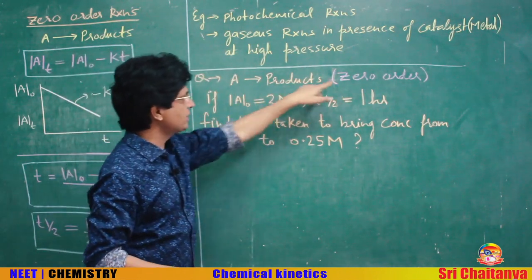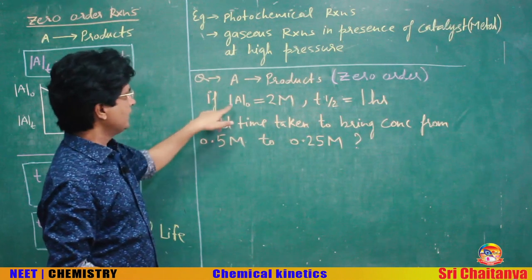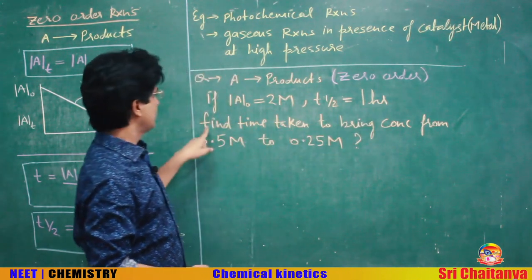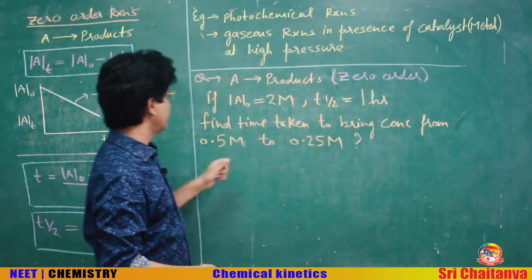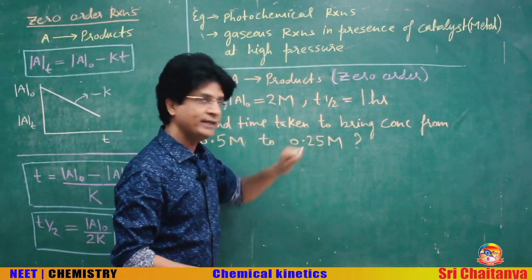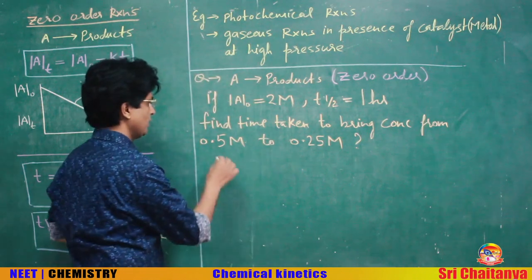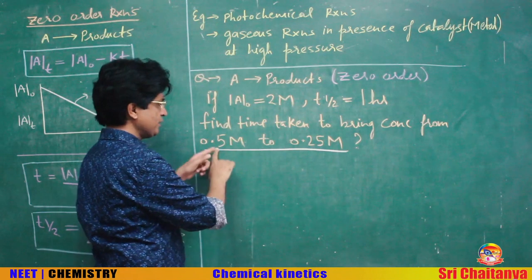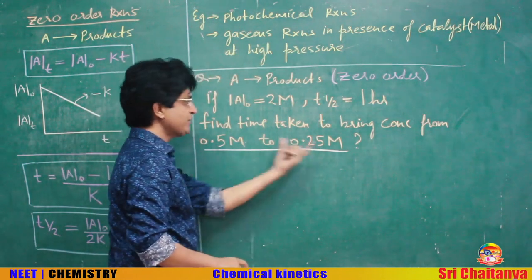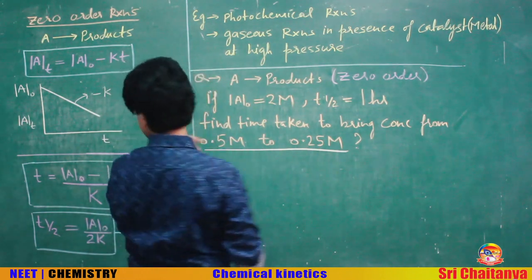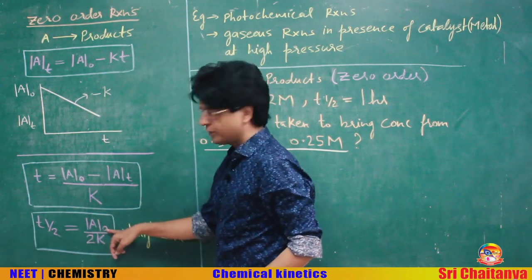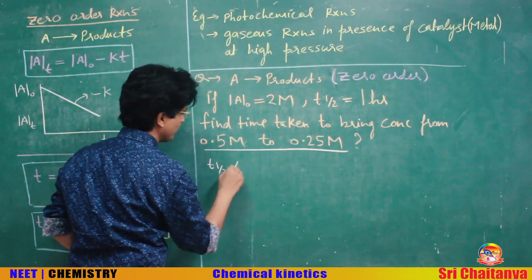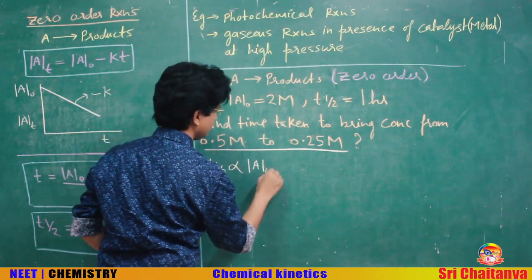A zero order reaction is given, and they have given A naught as 2 molar, half-life is 1 hour. They are saying find the time taken to bring concentration from 0.5 to 0.25 molar. Now I want you to focus on this. 0.5 to 0.25 molar. The substance is becoming half. So they are actually asking you half-life. And I know that half-life is directly proportional to A naught, the initial amount. So I can write down that t half is proportional to A naught.